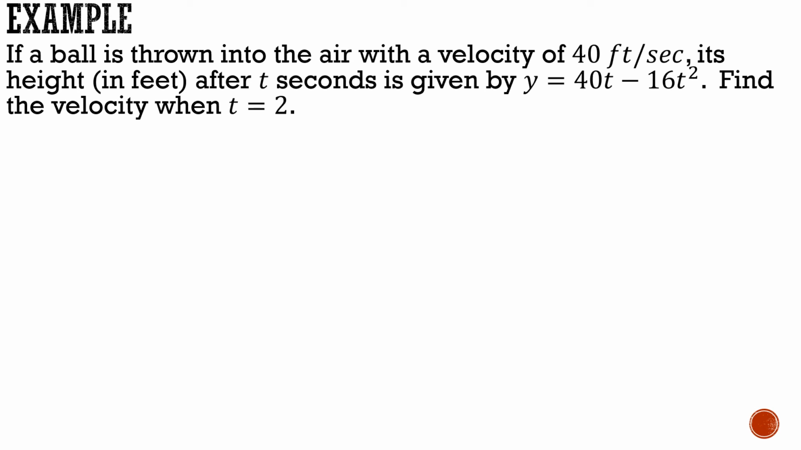For this last example, we're going to see how the velocity formula works instead of using the derivative formula at a point. So in this example, it says if a ball is thrown into the air with a velocity of 40 feet per second, its height in feet after t seconds is given by y equals 40t minus 16t squared. Find the velocity when t equals 2, or at 2 seconds.